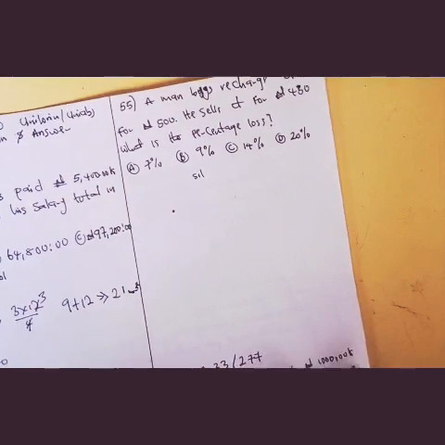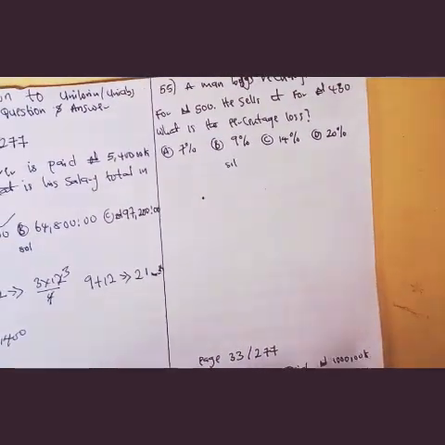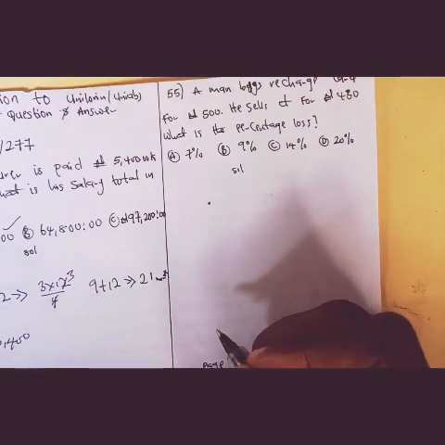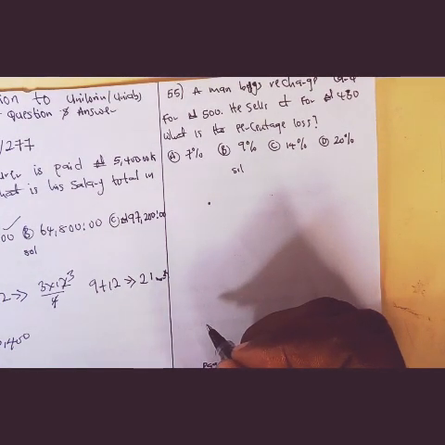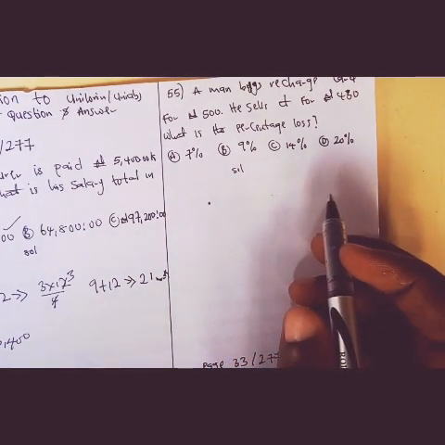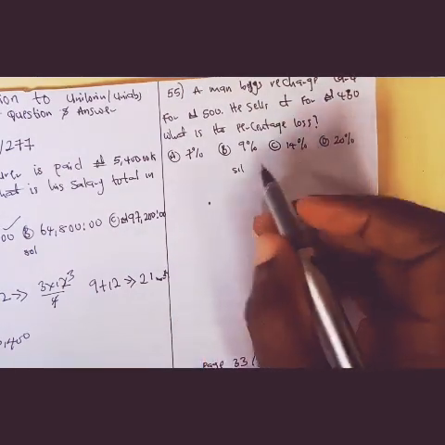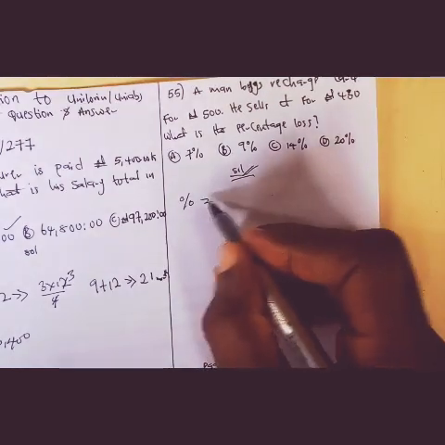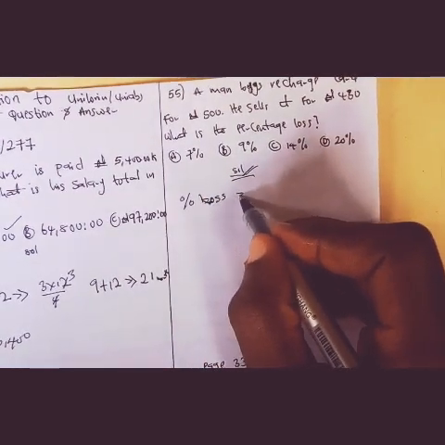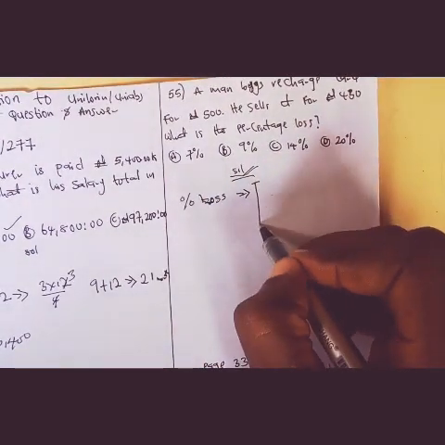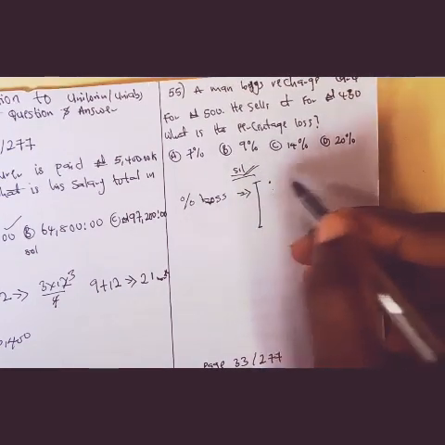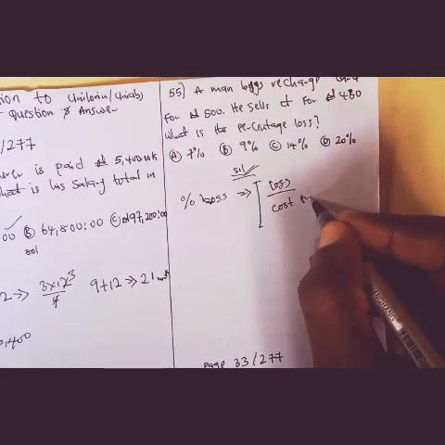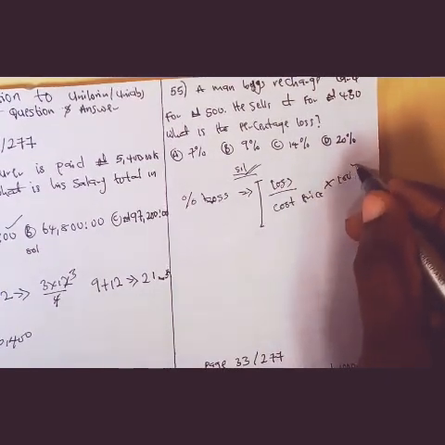So now this is question number 55, still on page 32. Say the man buys a recharge card for 500 naira, he sells it for 430 naira. What is the percentage loss? Since he's making a loss, we have to find the percentage loss. So percentage loss will be equal to, I'll use this formula, loss over cost price times 100.